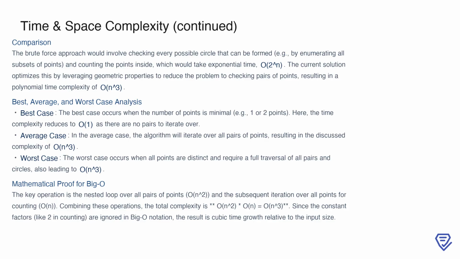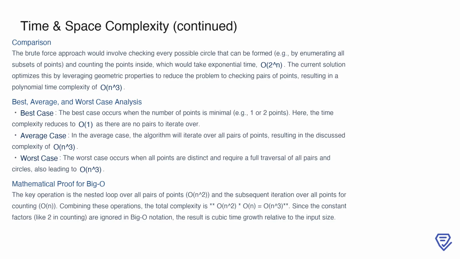The current solution optimizes this significantly by focusing on pairs of points and leveraging geometric properties, reducing the time complexity to a polynomial O(n cubed). In terms of best, average, and worst case analysis, the best case occurs when there are very few points, either 1 or 2, where the time complexity is O(1), because no pairs or circles need to be processed.